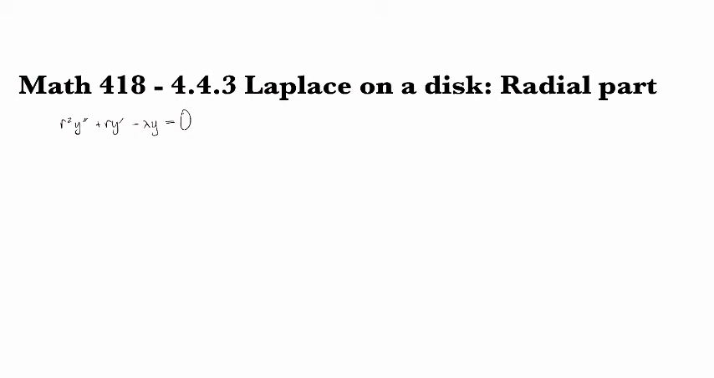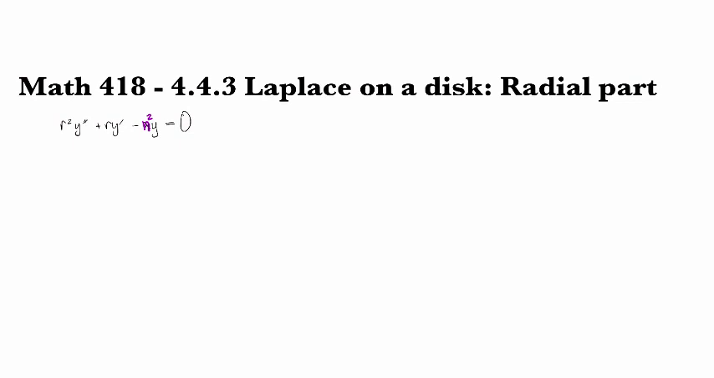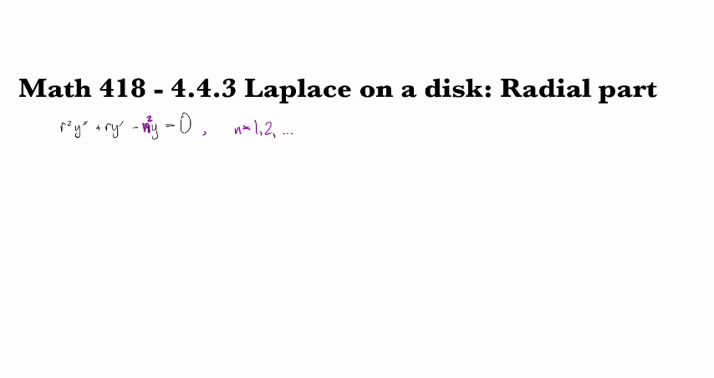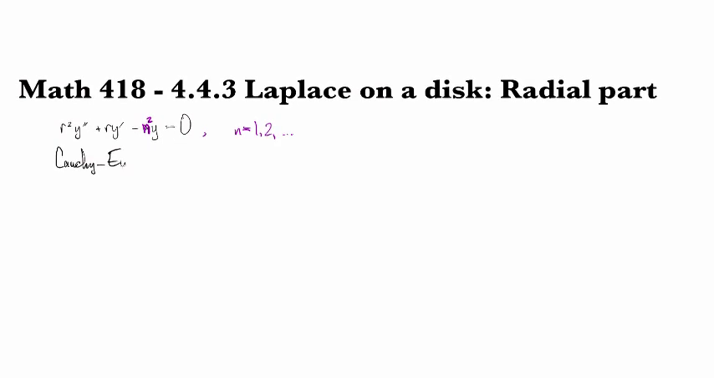Now we look at the radial equation that we got from applying separation of variables to Laplace's equation on the disk. It was this differential equation right here, which is actually a Cauchy-Euler equation. And we just found out that the spectrum is n squared, so I can replace that part of the equation. And so this is what we're going to be looking for here.